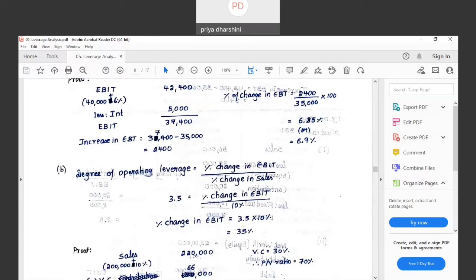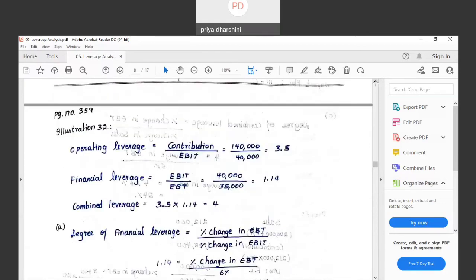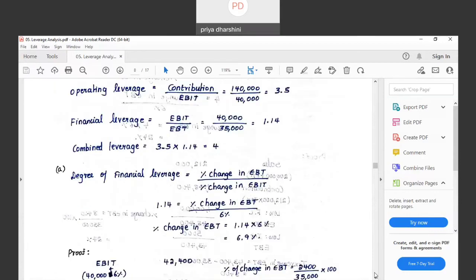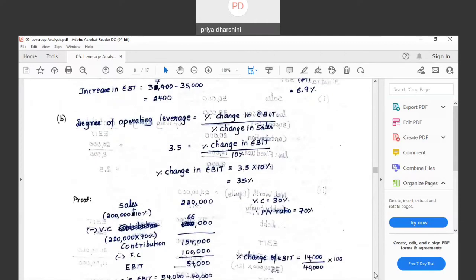How much was the operating leverage we found? We found in the first step itself the operating leverage, correct? Operating leverage we found as 3.5. Having found the operating leverage, substitute it in that formula, you will get percentage change in EBIT as 35%. Now let's show the proof of it.